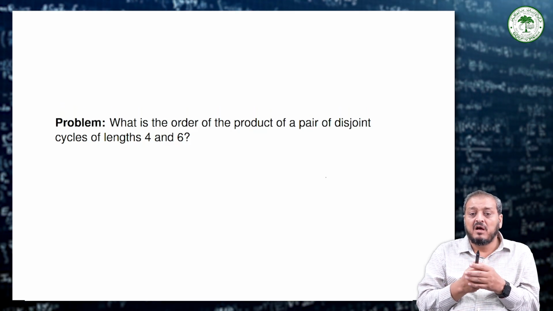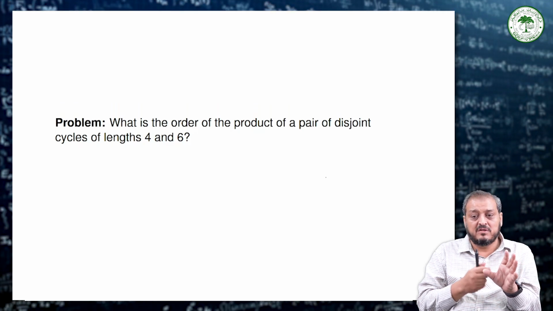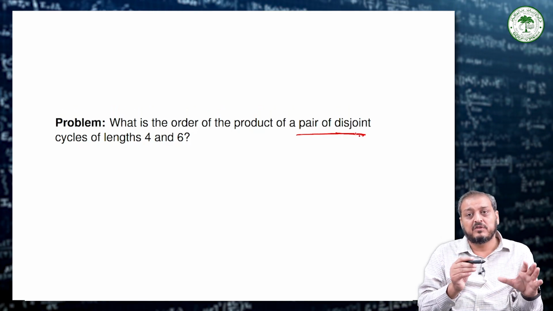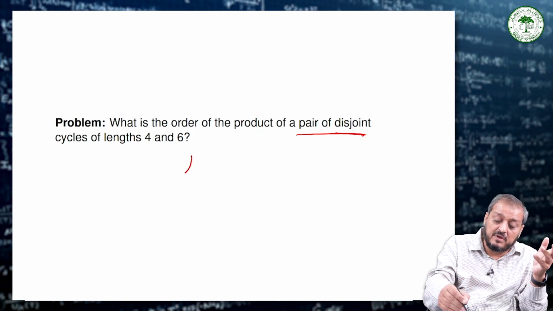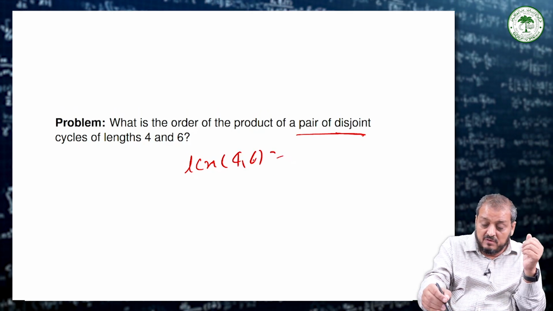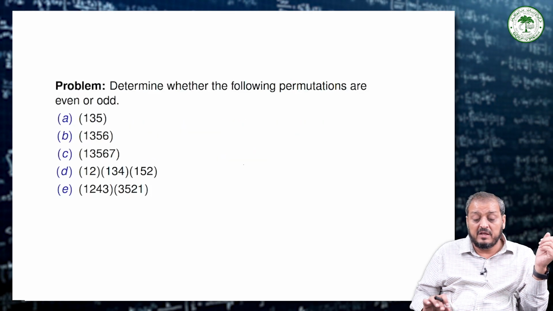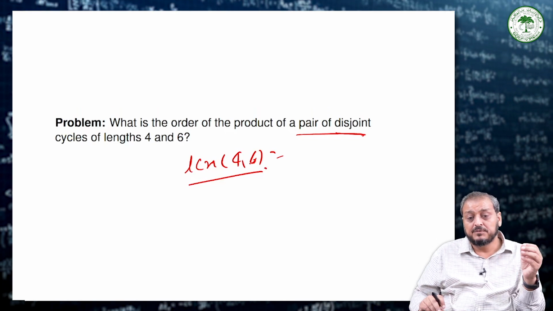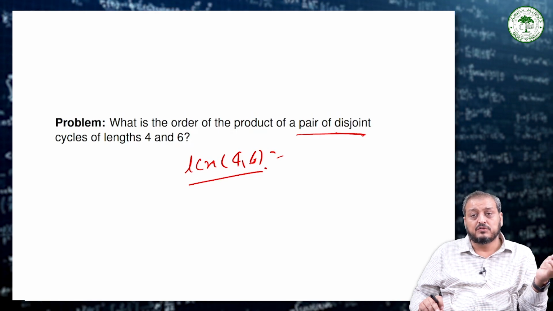So we can find the order by using the theorem again, because we have two disjoint cycles written as a product of disjoint cycles. So clearly it is a pair of disjoint cycles. One of the lengths is 4, another is 6. So we simply take the order equal to the LCM of 4 and 6. Clearly we have to find the LCM of these two, 4 and 6, so we can easily write it into this form.